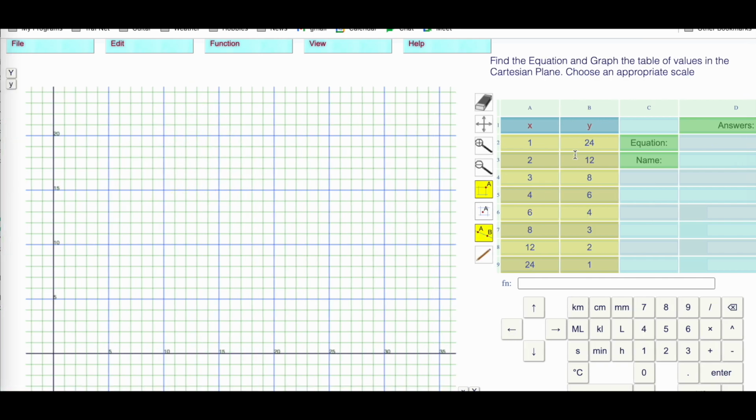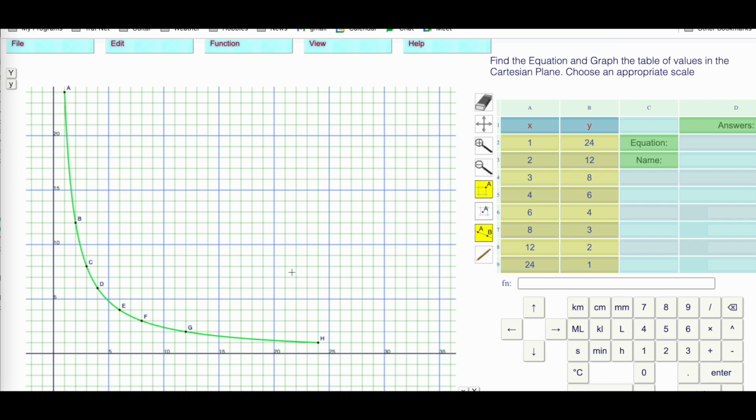Yay. 1 and 24, right there. 2 and 12, right there. 3 and 8, right there. 4 and 6, right there. 6 and 4, 8 and 3, 12 and 2, 24 and 1. This continues in this direction. Our X and Y scale is fine. I don't have to adjust this.